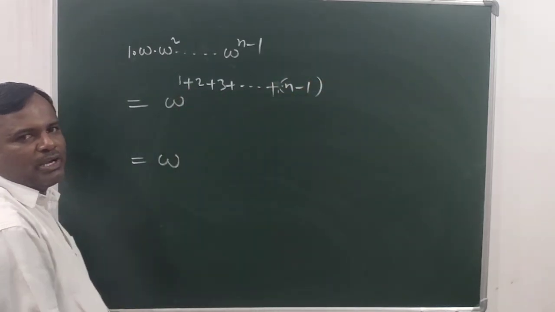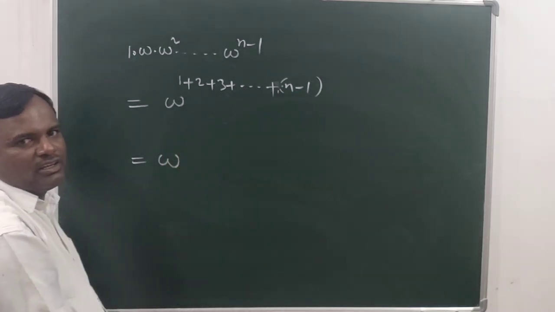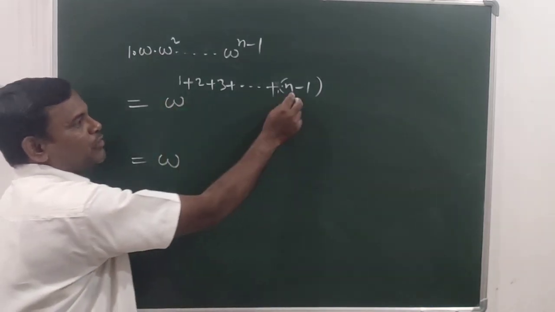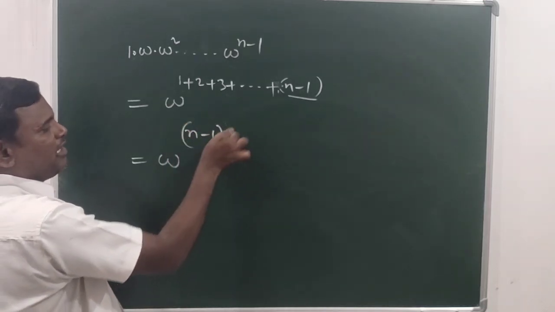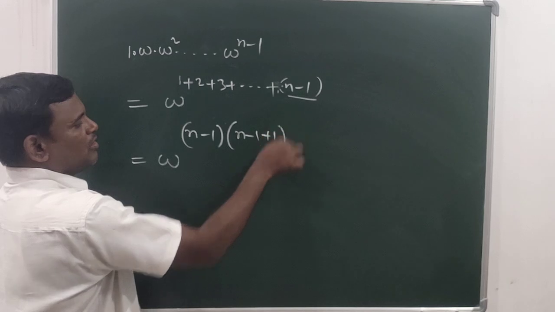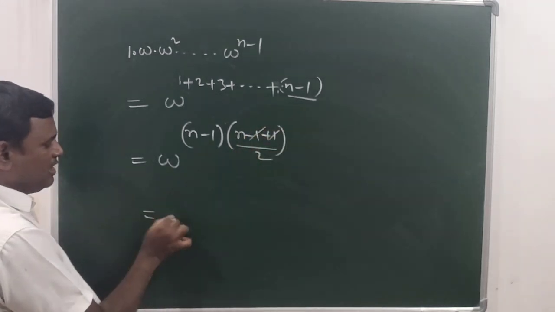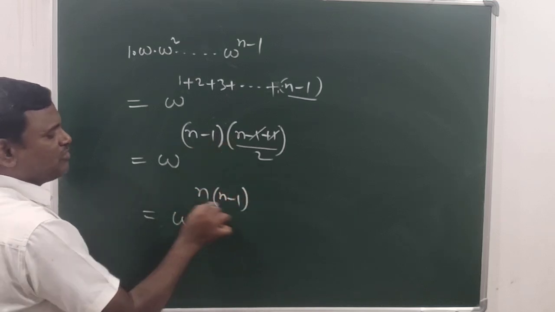Here observe the power of this omega. You have got natural numbers. How many? N minus 1. Hence whose sum will be n into n plus 1 by 2. But in the place of n you have to write n minus 1. N minus 1 into n minus 1 plus 1 by 2. Okay. So those cancel. What is left? Omega power n into n minus 1 by 2.